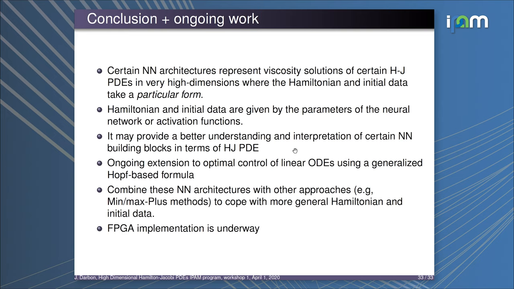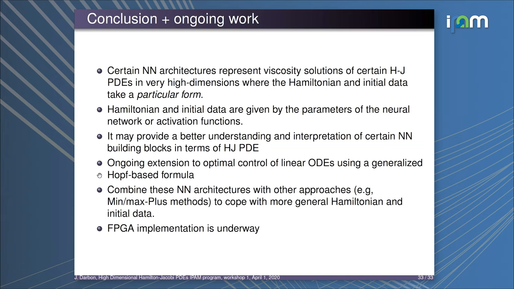We hope that building blocks of certain neural networks can be better understood by mapping these blocks to solutions of PDEs, for instance Hamilton-Jacobi PDEs, and trying to get an understanding or interpretation of what those architectures or the blocks of architectures are doing.